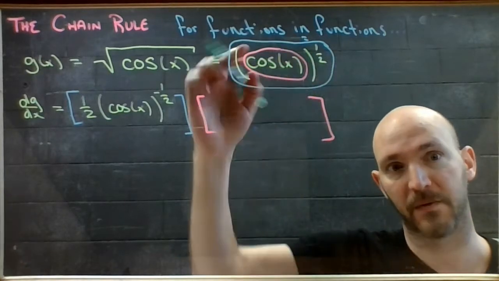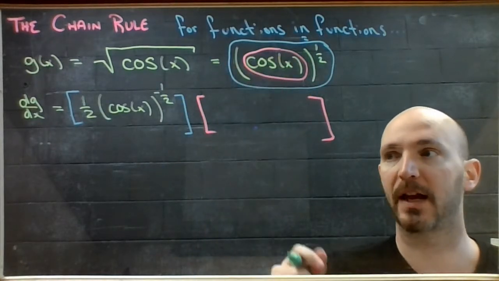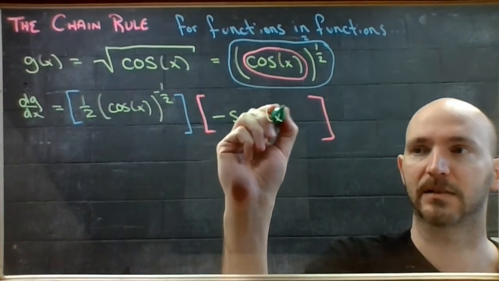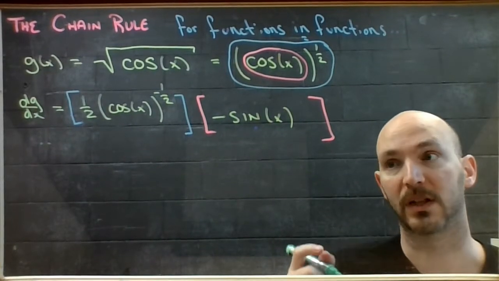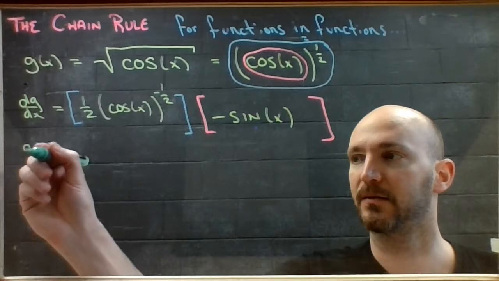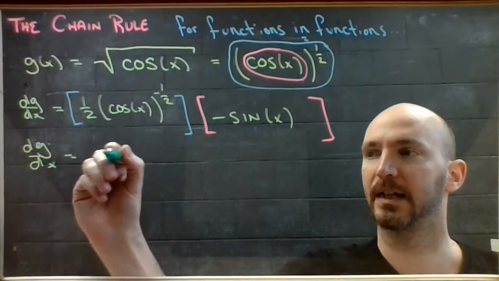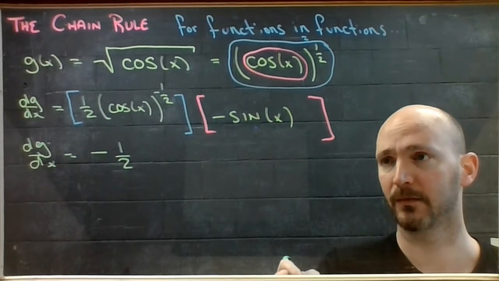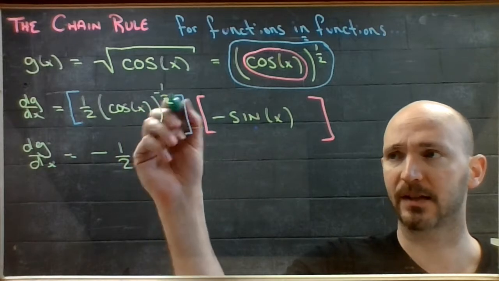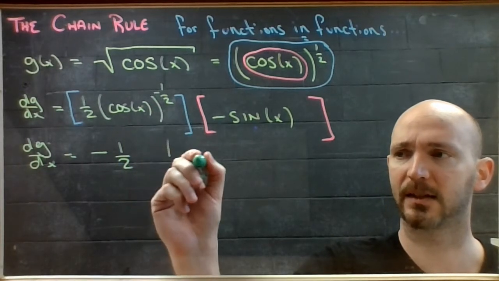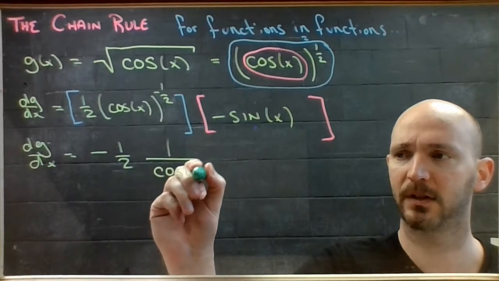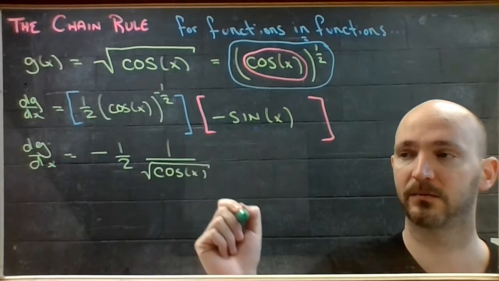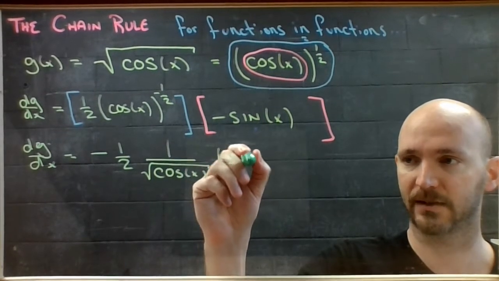Now that I've done the derivative of the outer layer, I do the derivative of the inner layer, and the derivative of cosine x is negative sine x. So to clean that up, negative times a positive is a negative. The only coefficient I have is this 1/2. Cos x to the negative 1/2. Well, that's a cos x in the bottom because of the negative, and square root because of the 1/2. This thing here is a sine x.